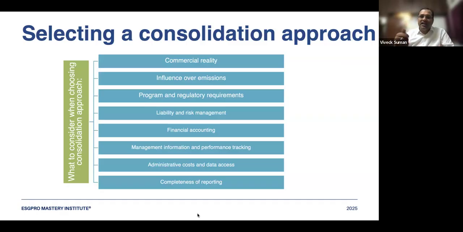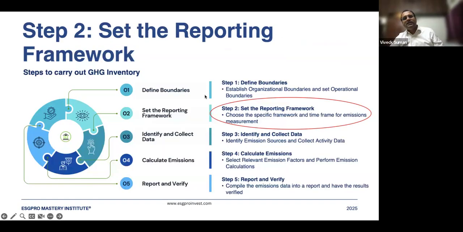The management information and performance tracking they do. That's why they can take 15,000 instead of 5,000. Administrative cost and data access: do they have? Yes, they have put one system all across their subsidiary. Control is the major game in family business, right? So you want information live and real time. So you'll use MIS system, same all across, and then completeness of reporting, which is second principle, correct? They are doing, and that's why this is how you do the consolidation.